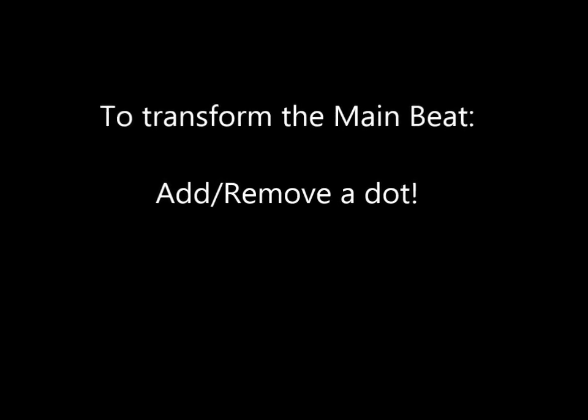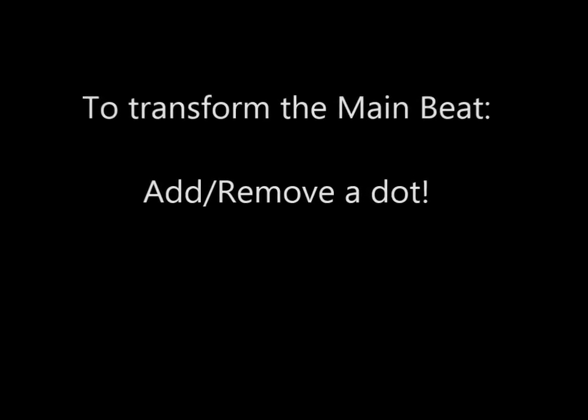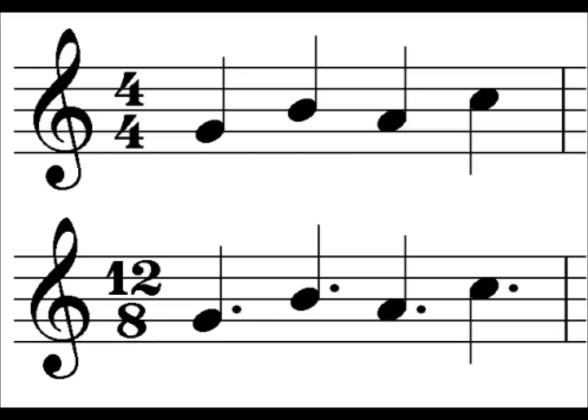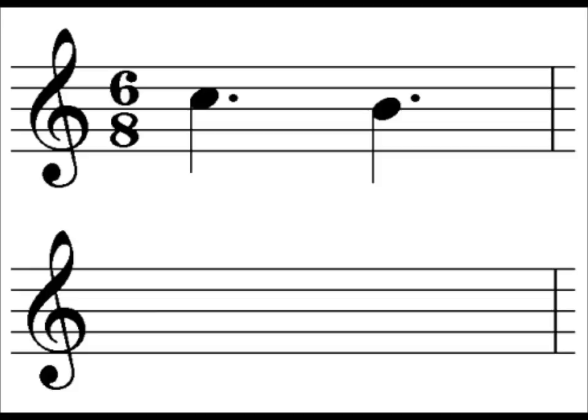Transforming the main beat is just a matter of adding or taking away a dot. 4/4 is simple time with 4 crotchets per bar, so to transform it into the compound equivalent, use 4 dotted crotchet beats per bar. Then count up the quavers and you'll find the new time signature is 12/8. Working the other way round, 6/8 is compound time with 2 dotted crotchets per bar. So, to change it into simple time, we take away the dots and use 2 undotted crotchets per bar. This makes 2/4.